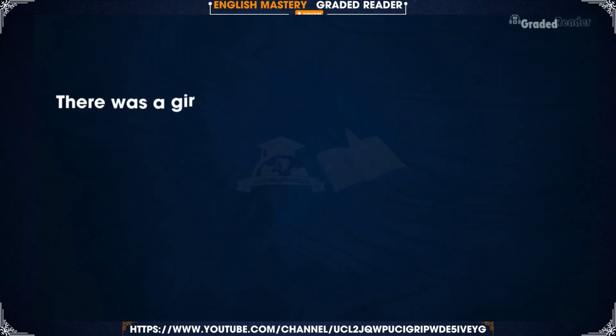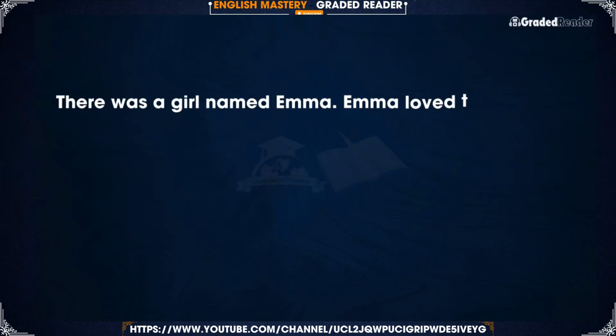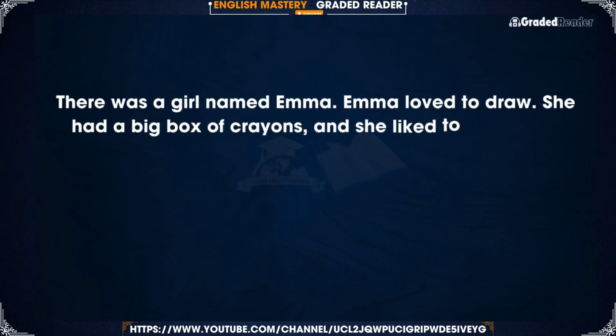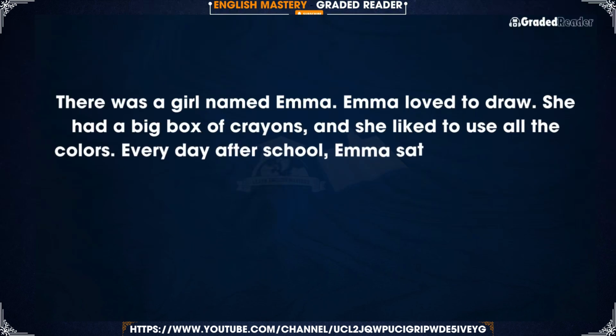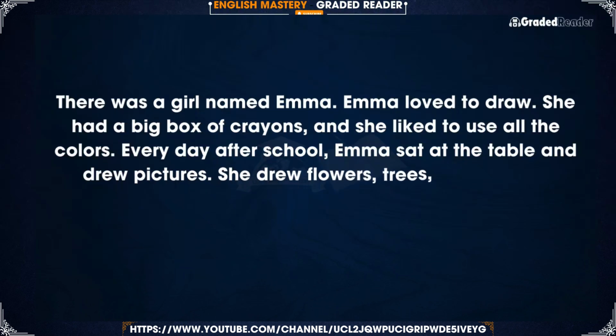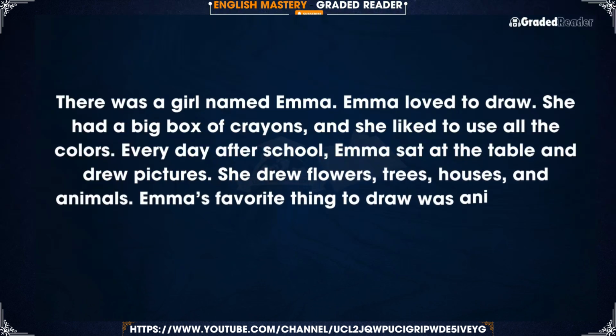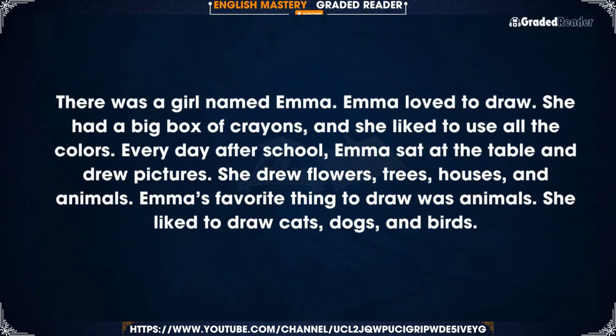There was a girl named Emma. Emma loved to draw. She had a big box of crayons, and she liked to use all the colors. Every day after school, Emma sat at the table and drew pictures. She drew flowers, trees, houses, and animals. Emma's favorite thing to draw was animals. She liked to draw cats, dogs, and birds.